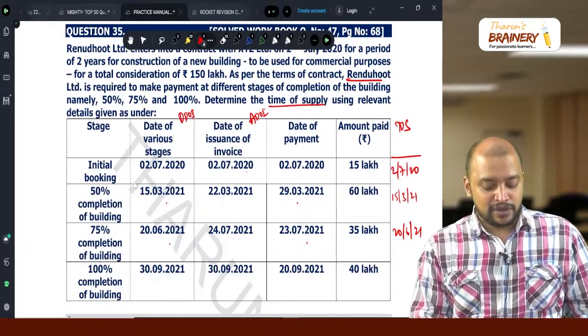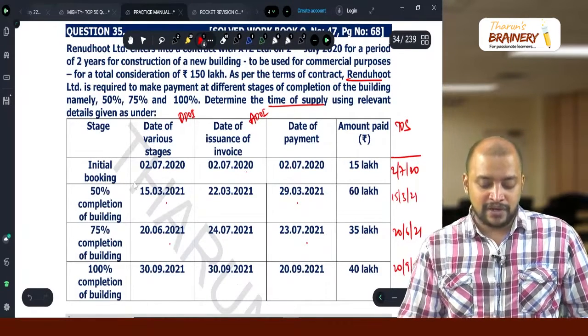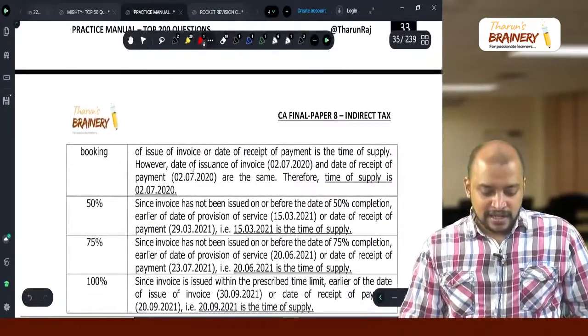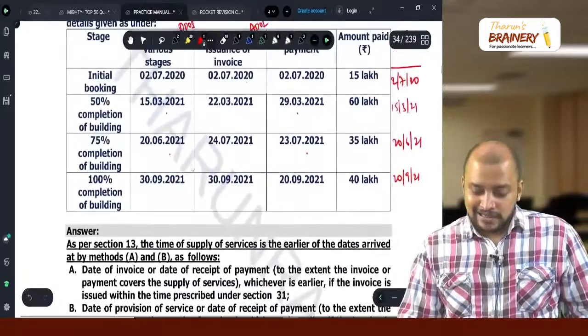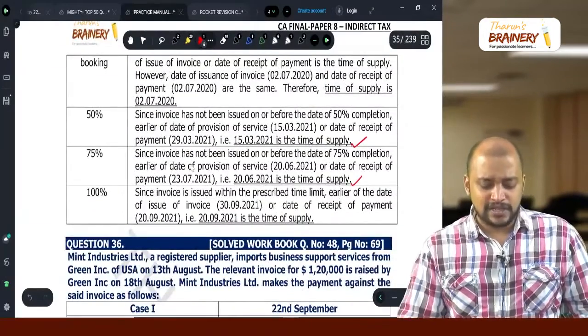Invoice is given on time. So invoice date or payment date, whichever is earlier. So 29/2021. 27. First case 27. Second case 15/3. Third case 26. Okay. And last case 29.